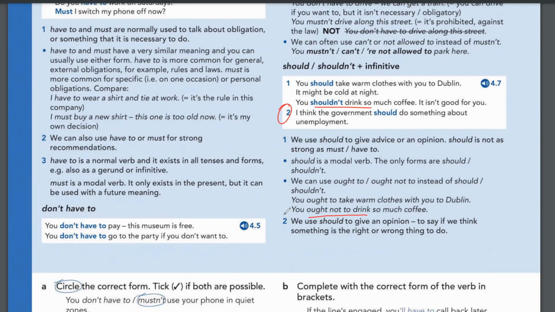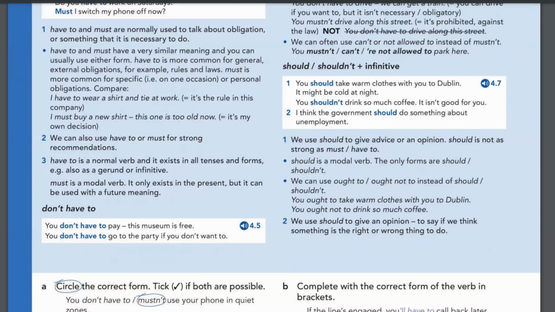Last thing, number 2, we use should to give an opinion, to say if we think something is the right or wrong thing to do. I think government should do that. I think government shouldn't do that. I don't think government should do that. Okay, so this is for opinion. So that's it. Now we've just covered this topic.